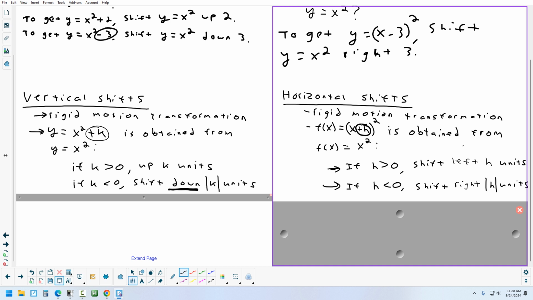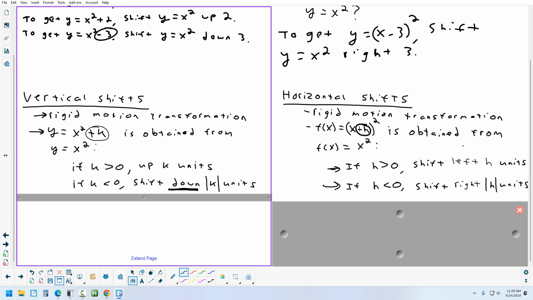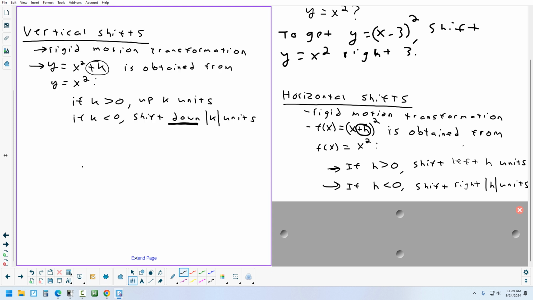Again, same deal as before. Don't say that it shifts right -2 units. You can shift right 2 or left 2. You can't shift left or right a negative number. That doesn't make sense. Okay, any questions on that?